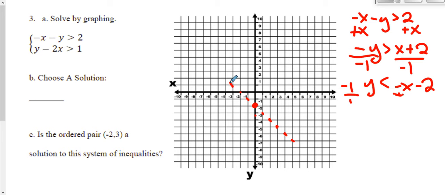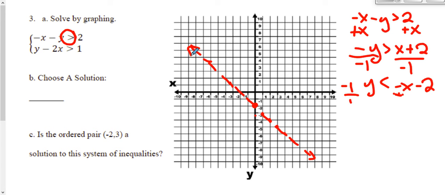Now, to draw my line, I have to determine what type of line to use. And this symbol, no matter which direction it faces, the greater than or less than symbol has no equal to portion, which means I'm not going to be using a solid line. I'm going to go ahead and make this a dotted or a dashed line to connect all of these points to show that this is actually an invisible line.